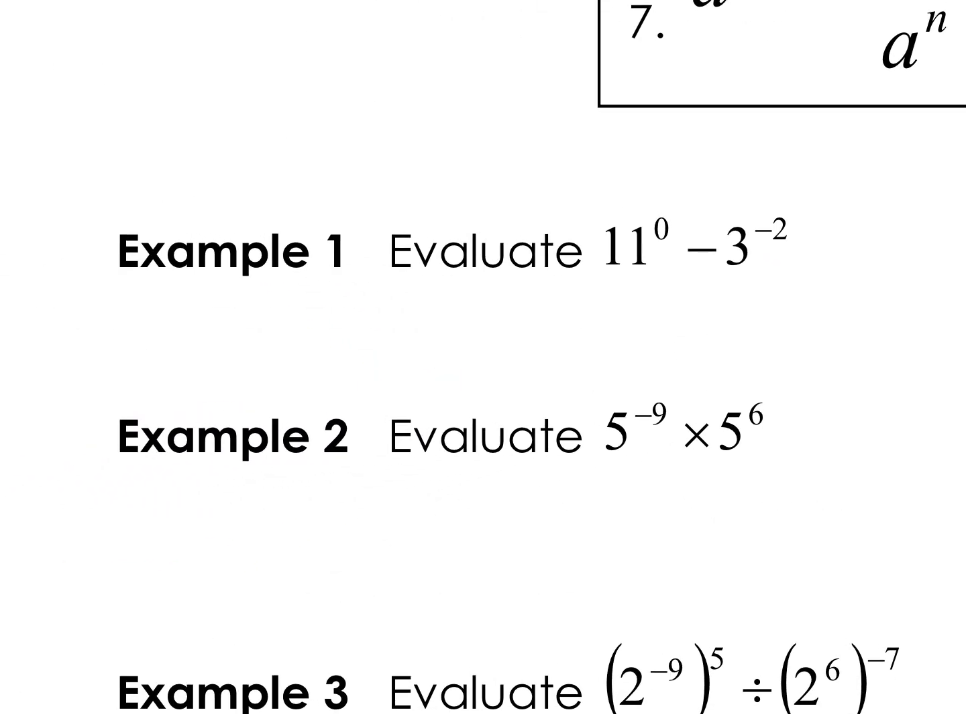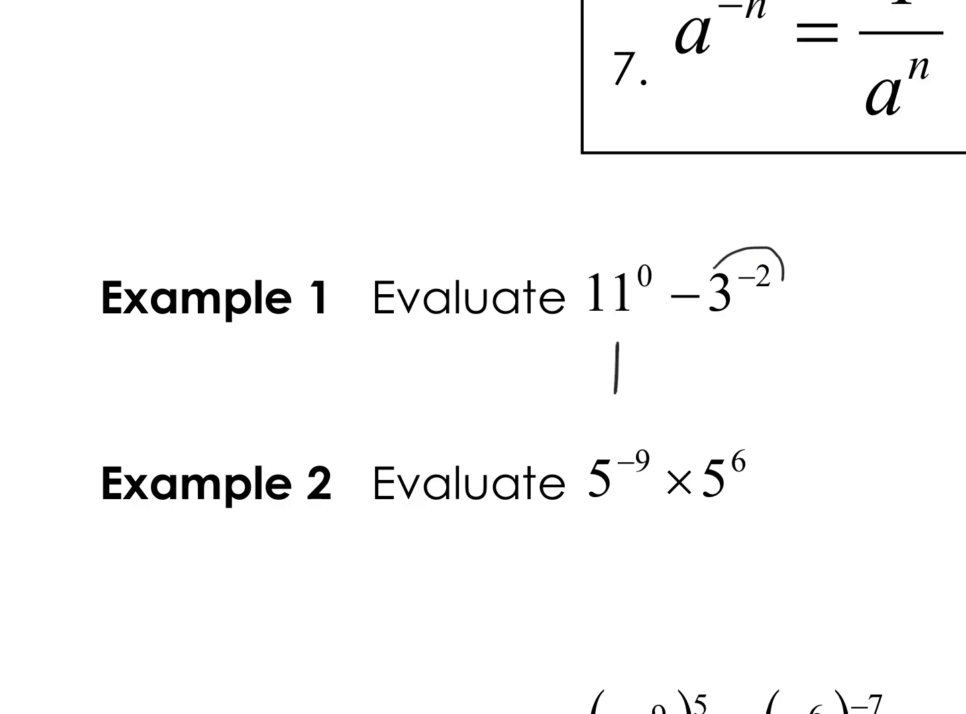Okay, what is 11 to the power of 0? Anything to the power of 0 is 1. And then when you have a negative power, bring it down. So actually this is 1 whole minus 1 over 9. So it's 8 over 9. Oh, why? Huh? Also you missed. Go and watch the video.